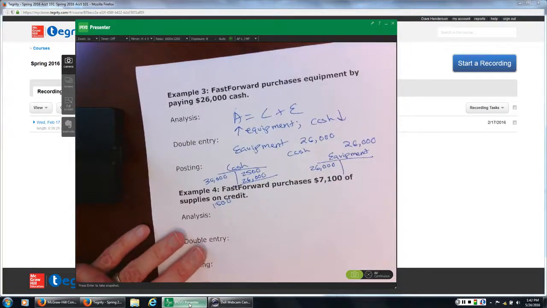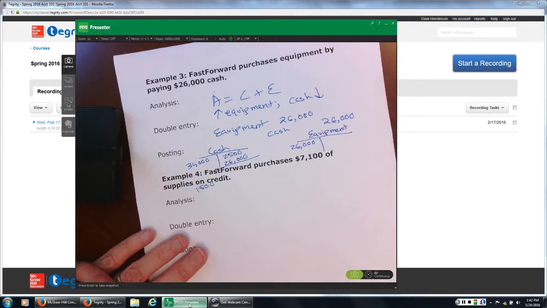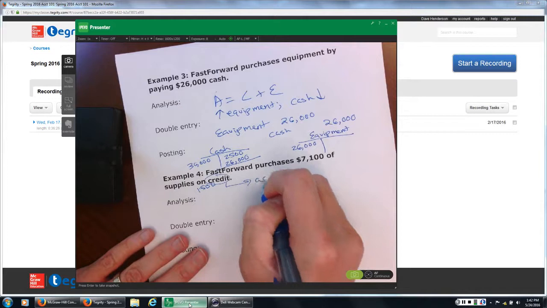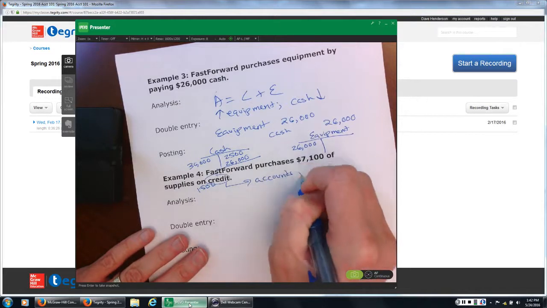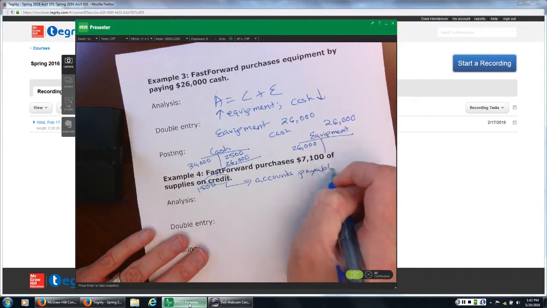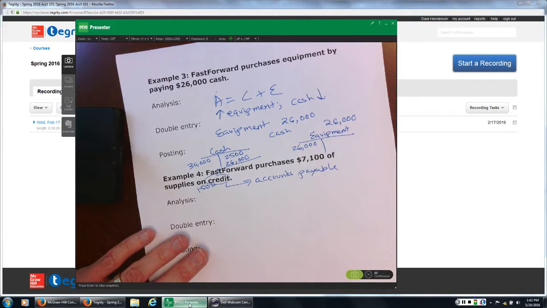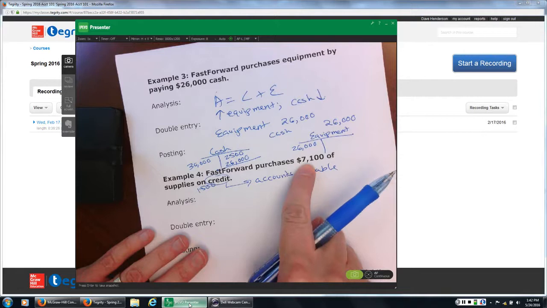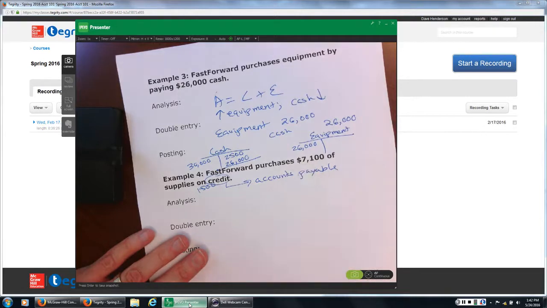Look at example 4. It says Fast Forward purchases $7,100 worth of supplies on credit. So what this means right here, this is accounts payable. Okay? They put it onto the credit card. So they did not pay cash. And if you think about it, why didn't they pay cash? Well, how much cash do they have left? $1,500. They don't have enough cash to buy all these supplies. Okay? So what they would do is put it onto accounts payable.